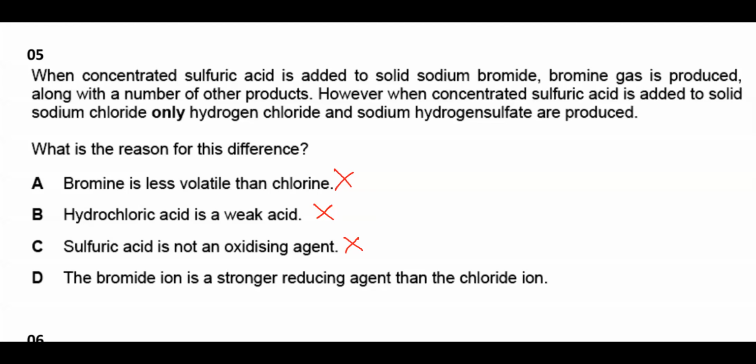The bromide ion is a stronger reducing agent than the chloride ion. Oxidizing power decreases down the group, therefore reducing power increases. So chlorine is a stronger oxidizing agent than bromine, which makes bromide a stronger reducing agent than chloride. सही है. This is correct. The correct option for this question is option D.